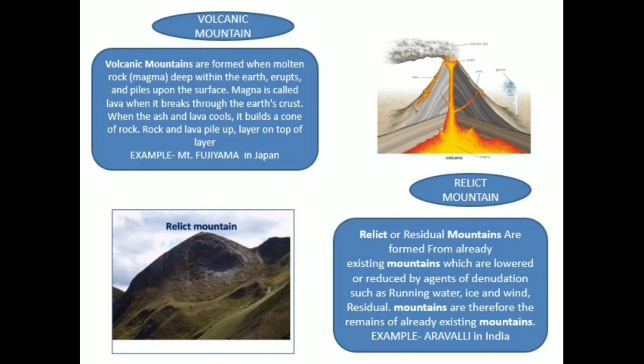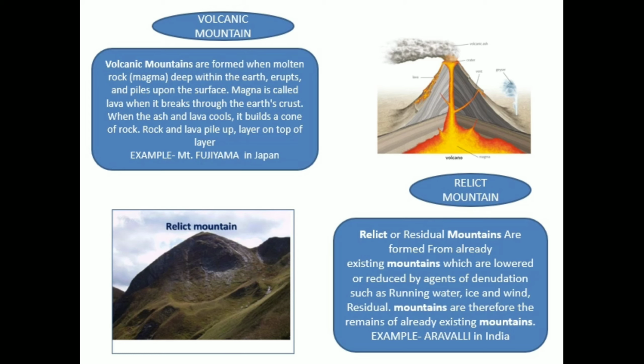Volcanic mountains are formed when molten rock or magma deep within the Earth erupts and piles up on the surface. Magma is called lava when it breaks through the Earth's crust. When the ash and lava cool, it builds a cone of rock. Rock and lava pile up layer on top of layer. Example: Mount Fujiyama in Japan.